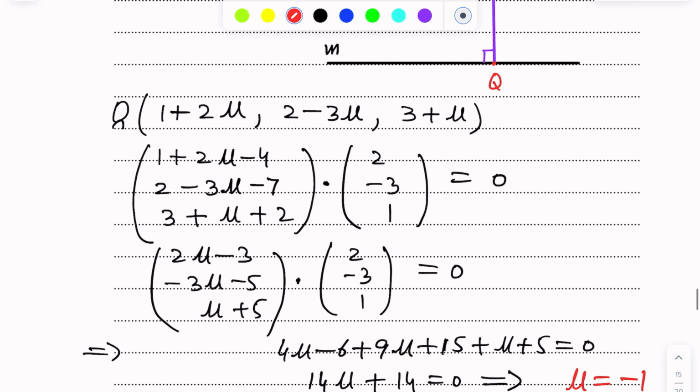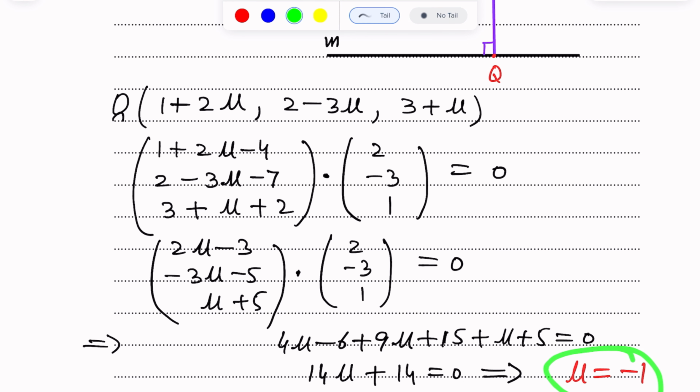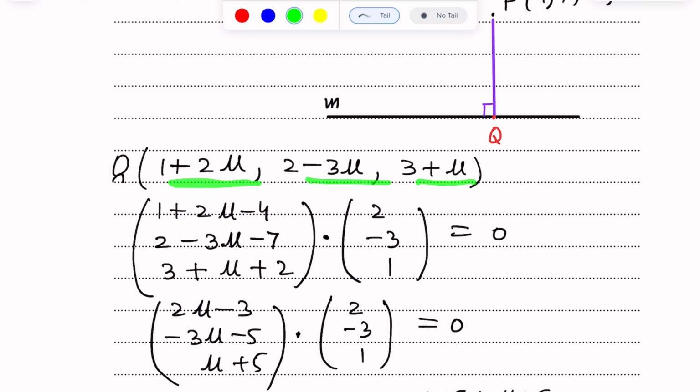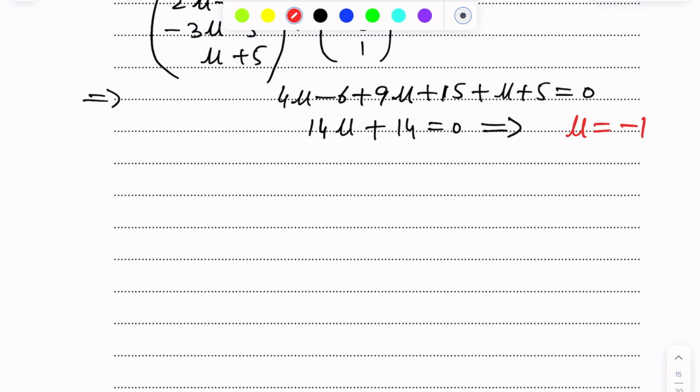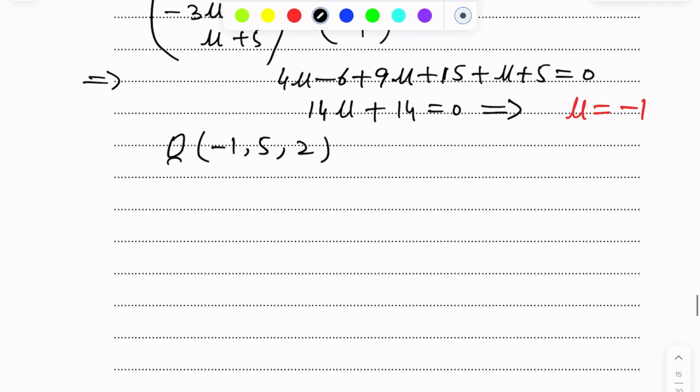So we are putting the value of mu in here. We will get the coordinates of Q. Putting the value of mu, the coordinates of point Q will be minus 1, 5, 2. Now we can write it in position vector form. So OQ will be minus i plus 5j plus 2k.